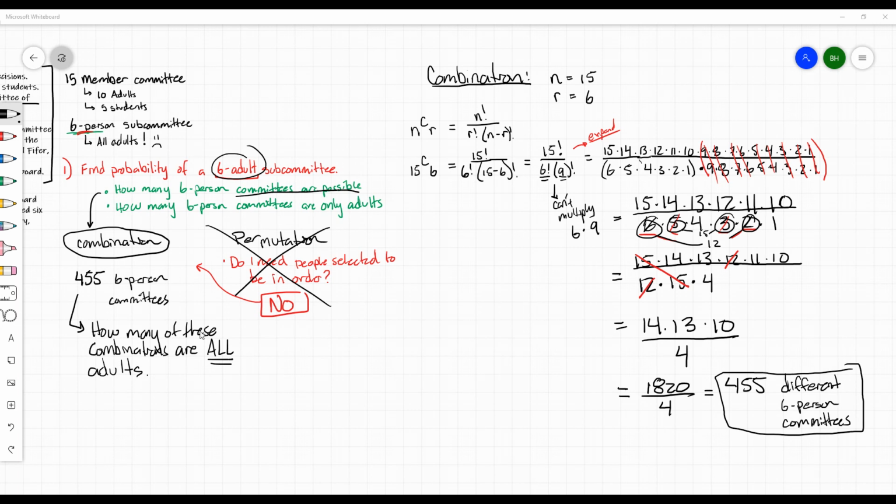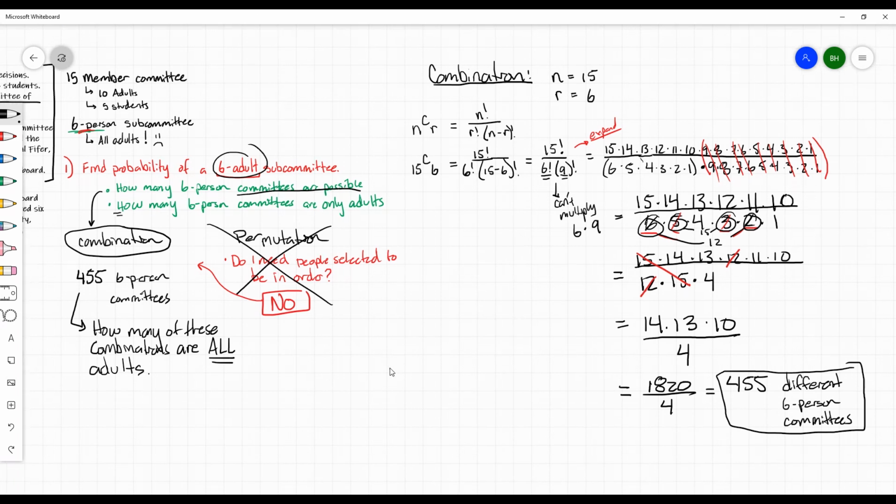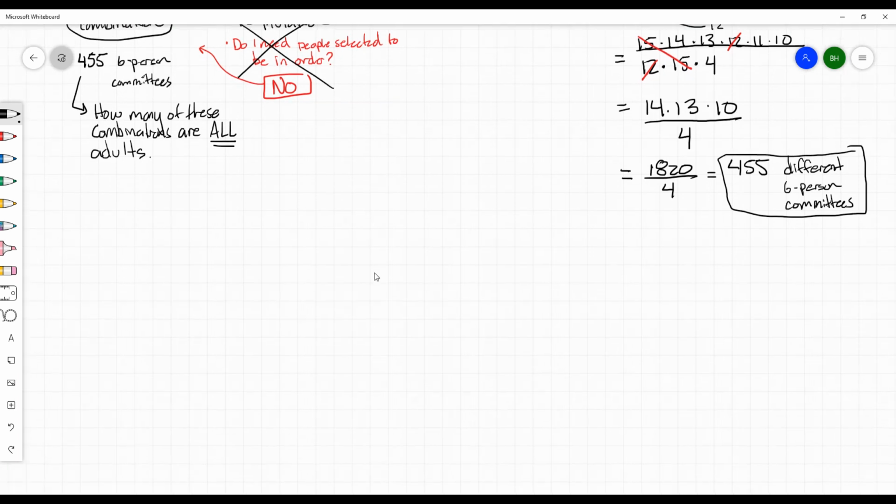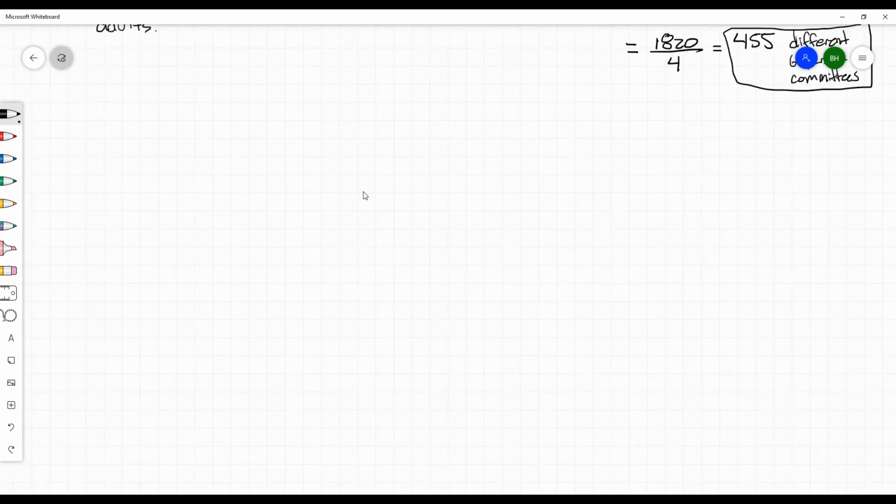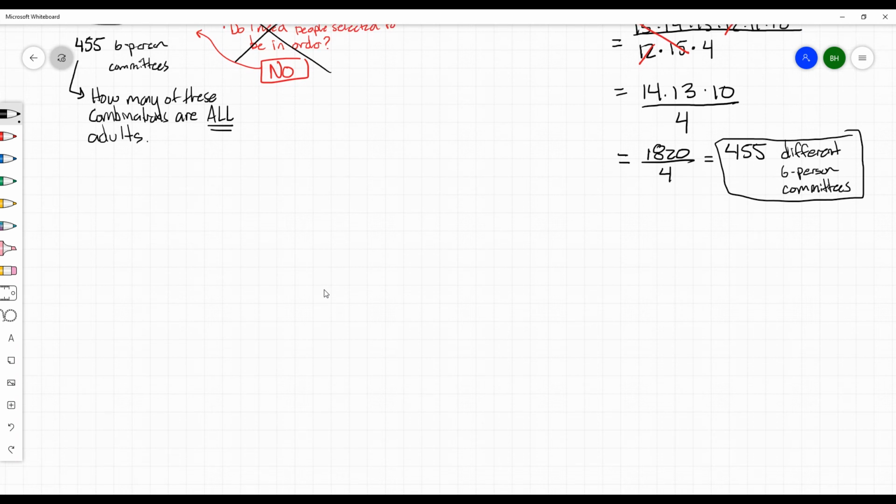And so what we need to do is actually solve the second question, how many six-person committees are only adults? And so in order to answer that, I'm actually going to scroll up. I'm going to rewrite, I'm going to actually do this. Boom, I'm going to keep just this information. And we want to know how many of these combinations are all adults. Well, let's answer this question. We have 10 adults, and we want to choose 6 of them. Doesn't matter which 6, for the subcommittee.